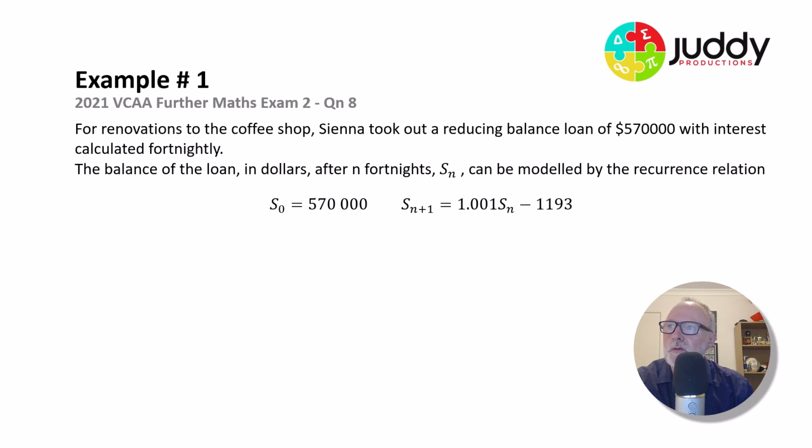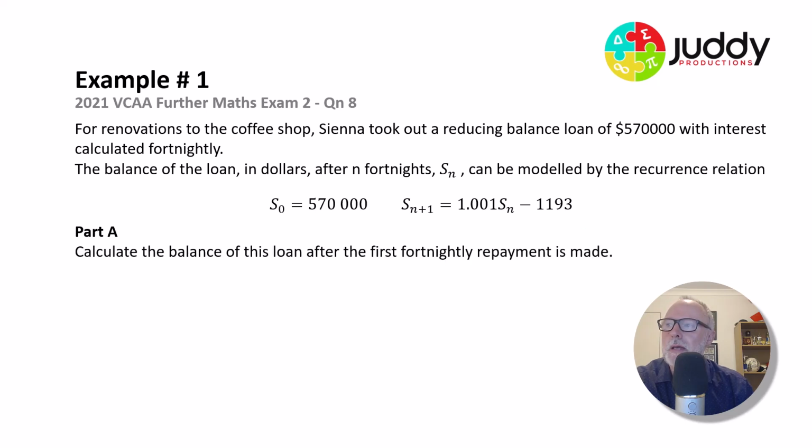The balance of the loan in dollars after n fortnights, S subscript n, can be modelled by the recurrence relation. We have initial value S0 of $570,000, and a recurrence rule of S(n+1) equals 1.001 Sn, take 1193. In Part A, we're asked to calculate the balance of this loan after the first fortnightly repayment is made. So we're trying to work out the value of S1 in this recurrence relation.